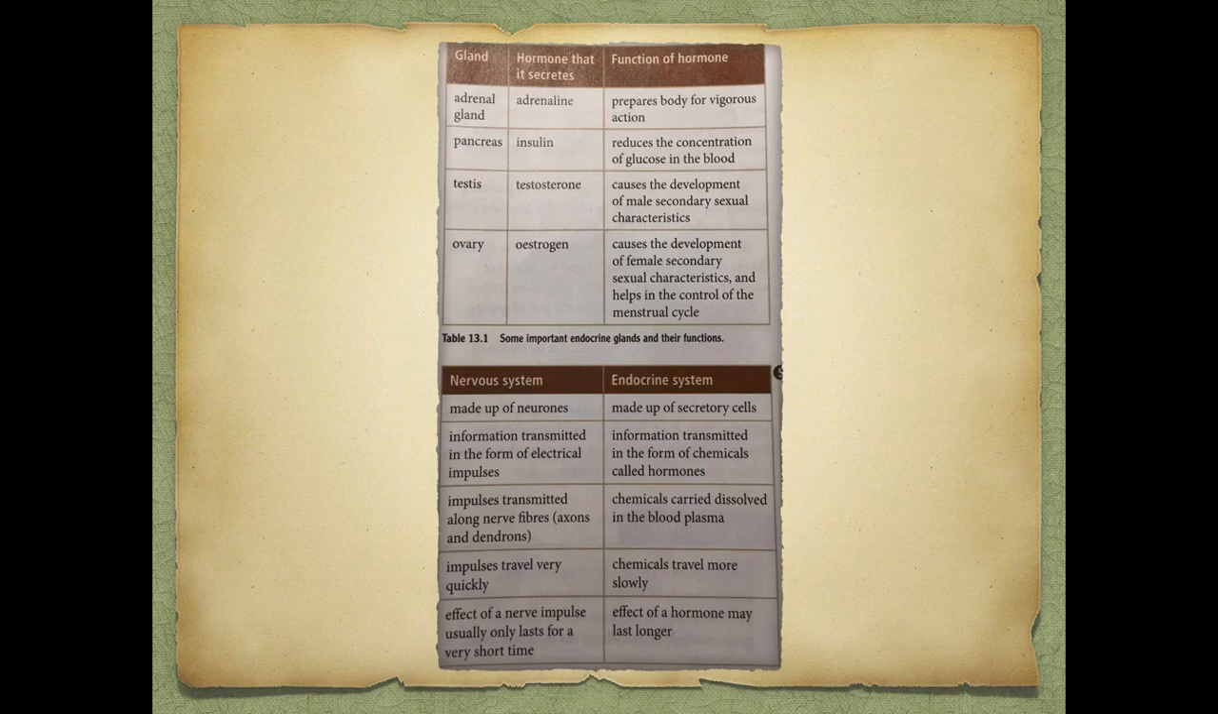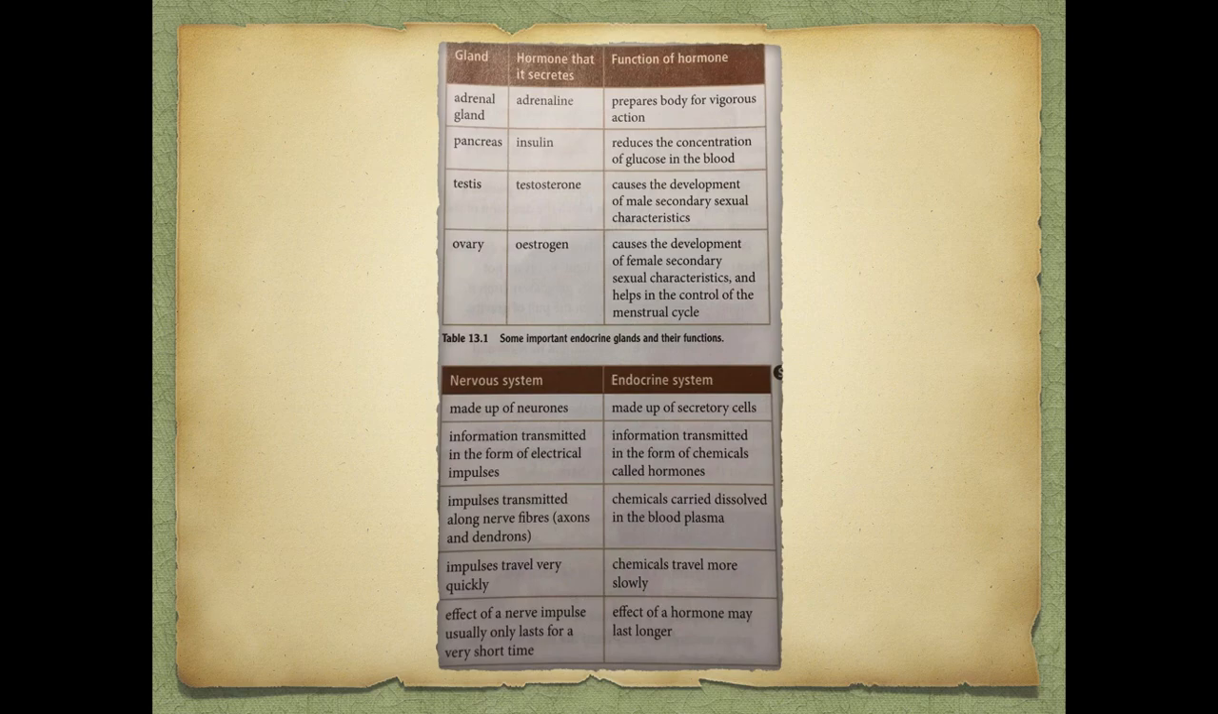The pancreas secretes insulin, which reduces the concentration of glucose in the blood. Testosterone causes the development of male secondary sexual characteristics, and estrogen causes the development of female secondary sexual characteristics and helps in control of the menstrual cycle.